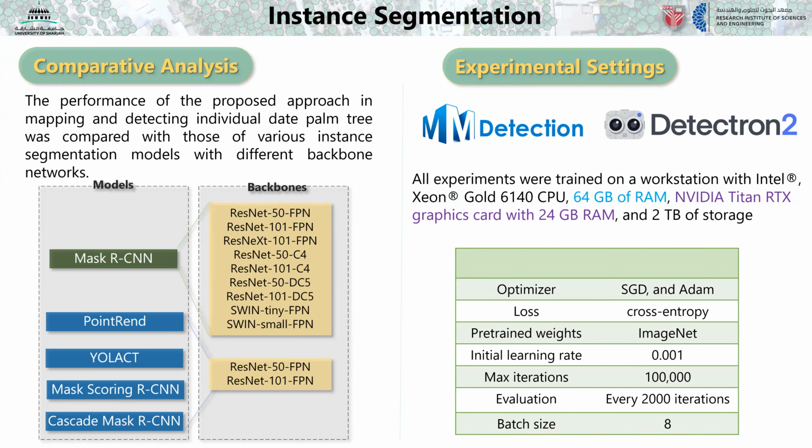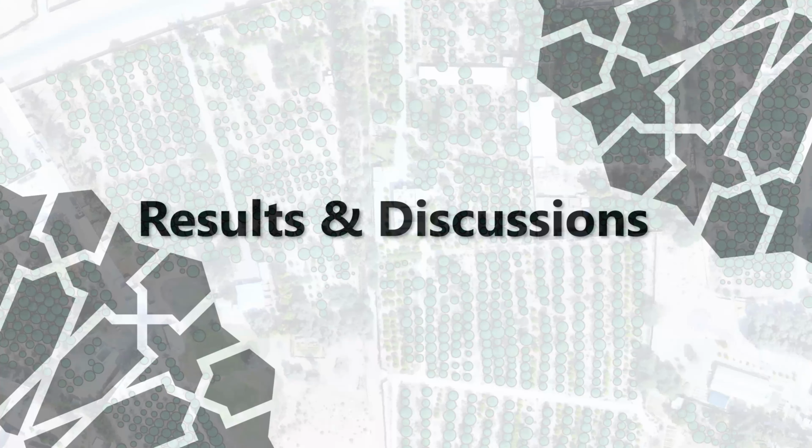For the experimental settings, these models were trained on two main vision libraries, known as Detectron and Detectron2, which is developed by Meta AI Research. The algorithm was trained on a local system with a Titan RTX graphics card with 24 gigabytes, for 100,000 iterations. And of course, we have utilized ImageNet pre-trained weights. So now let's jump to the results and discussion.